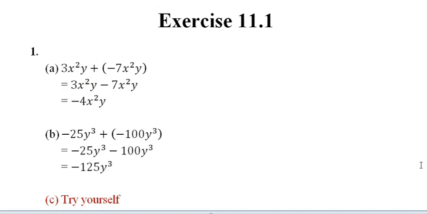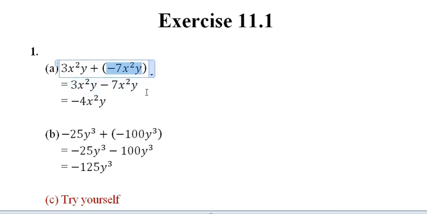Here we have monomials given, that is 3x square y. This 3x square y is a monomial because it is only one expression. The other expression is minus 7x square y. We have to add these two monomials, so we give a plus sign because we are adding, and the other monomial is minus 7x square y.